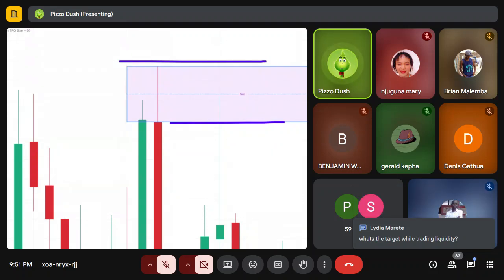What's the target when trading the liquidity? So depends with you, depends with the lot size you use, depends with your daily target, depends with your stop loss. So ina depend na wewe. It's upon you.